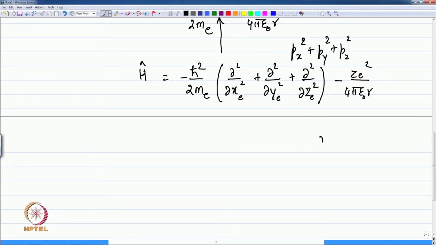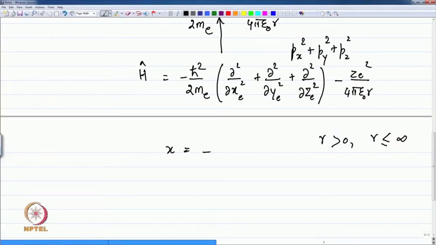And r is in principle greater than 0 and less than or equal to infinity. At infinity, of course, the Coulombic interaction is 0. Therefore, here the boundary includes the entire three-dimensional world, the whole universe. So, the boundaries are explicitly x is from minus infinity to plus infinity, y is from minus infinity to plus infinity, and also z is from minus infinity to plus infinity.